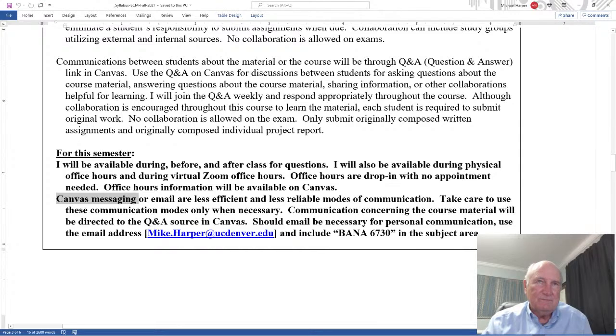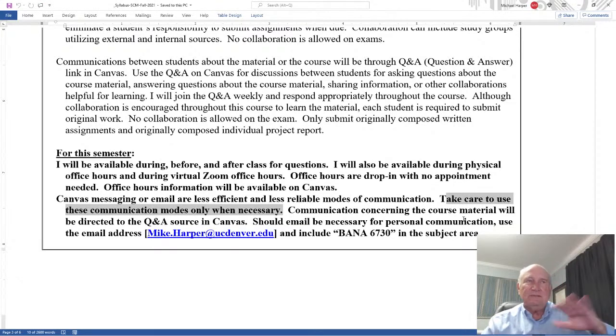Canvas messaging or email are less efficient and much less reliable modes of communication. Take care to use these communication modes only when necessary. And I want to emphasize that because a lot of times if you email me, sometimes it doesn't get to me. There's more than one Mike Harper here. Sometimes it gets in my junk mail. Sometimes it gets embedded and I don't ever see it. And I miss it or I skip it somehow. So be very, very careful if you need it.